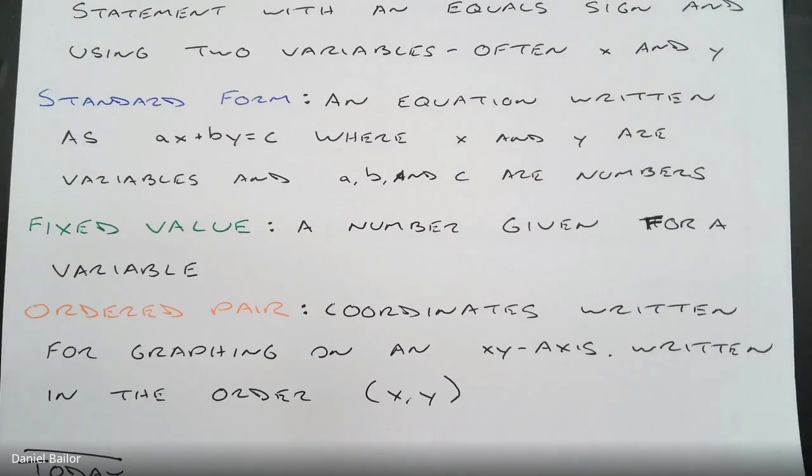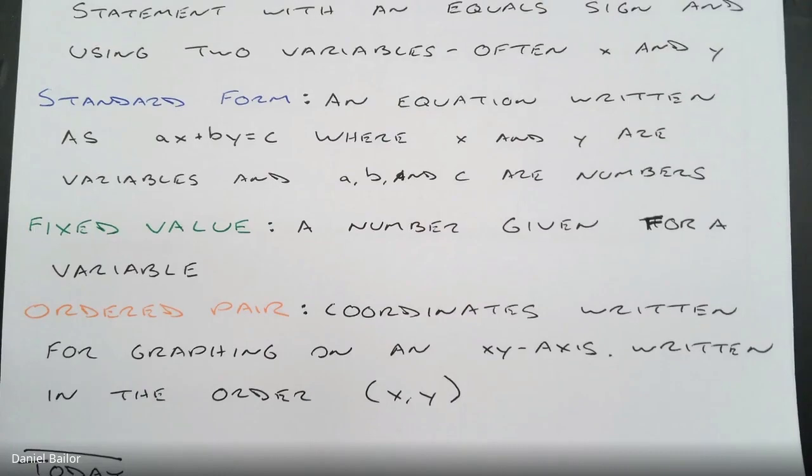So those are our 4 vocabulary words. Linear equation in 2 variables. Standard form, which is how to write the linear equation with X and Y on the same side. Fixed value is a number we give for a variable. And ordered pair is how we write our coordinates down.